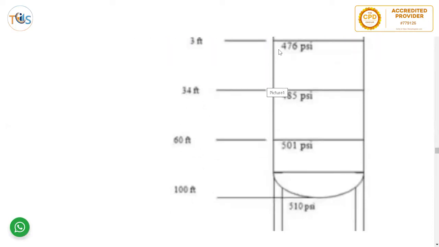But you can have, like, 3 feet down from the top of the vessel, 76 psi, and at 34 feet, so there would be a 31 feet difference here, deeper. So that's multiplied by 0.433, and say if you go to 100 feet, then it's 97 feet. So you should get more pressure at the bottom of the vessel.